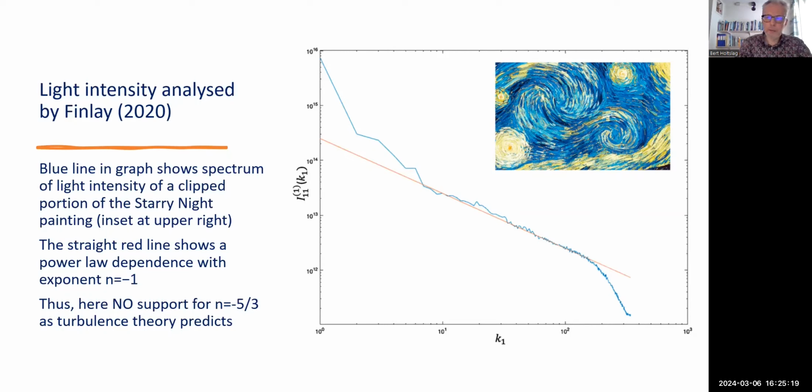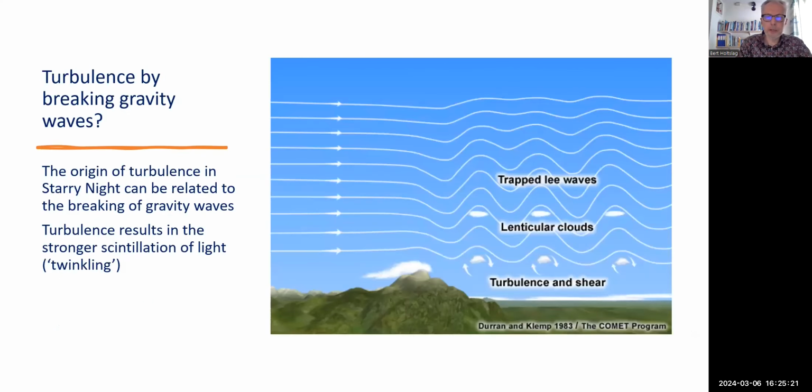So on the basis of that, he concluded that this Starry Night is not showing real atmospheric turbulence. It does show these larger scale motions, but not fully the properties of atmospheric turbulence.